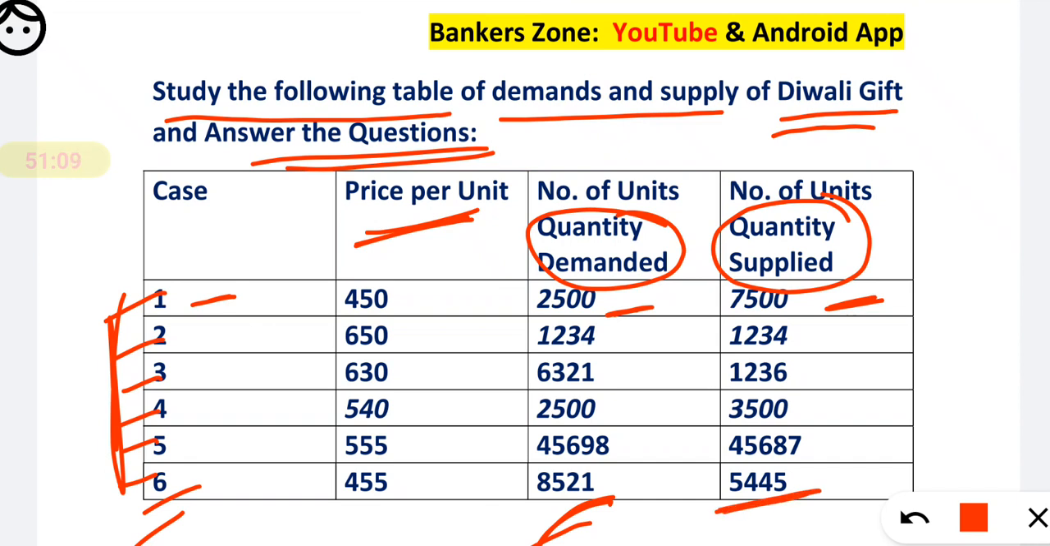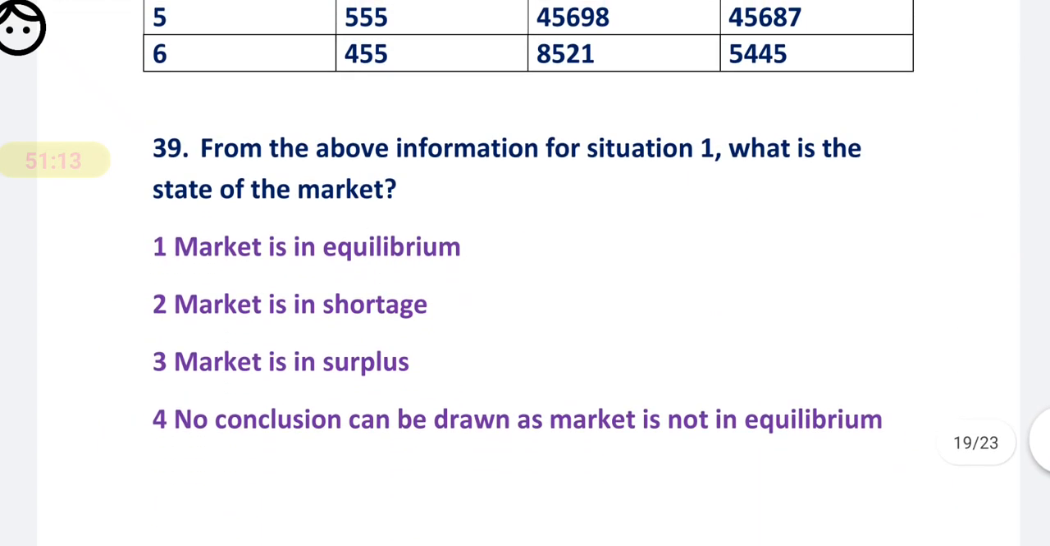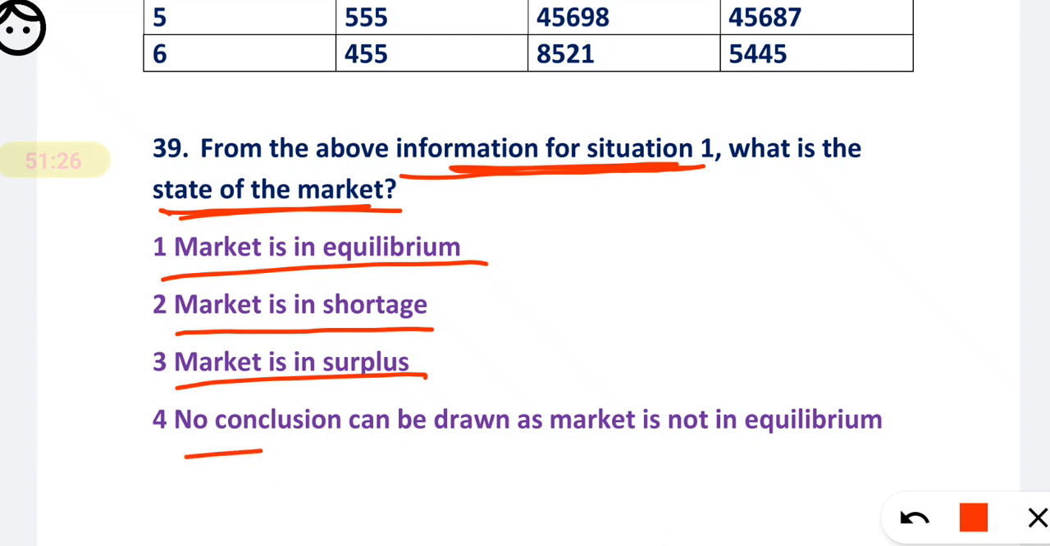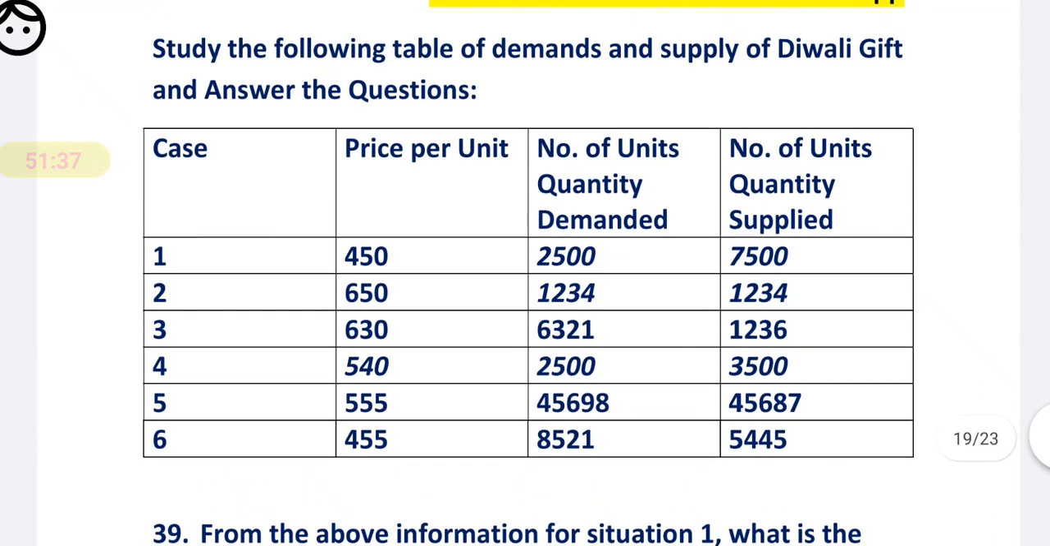Now let's discuss the question based on that table. From the above information for situation 1, what is the state of the market? Option 1, market in equilibrium. Option 2, market in shortage. Option 3, market in surplus. Option 4, no conclusion can be drawn as the market is not in equilibrium. So friends, see what we have to discuss. Situation number 1. Come to the table again. What is situation number 1, or case number 1?